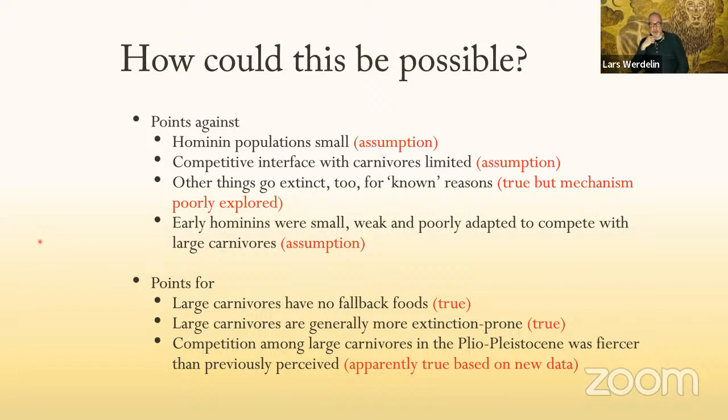If I would place my bets, I would say that yes, hominin populations were small, but not as small as we generally think. The competitive interface with carnivores was limited. Again, that's an assumption, and it was probably true very early on. I'm sure that the competitive interface between Australopithecus afarensis and carnivores was not huge.